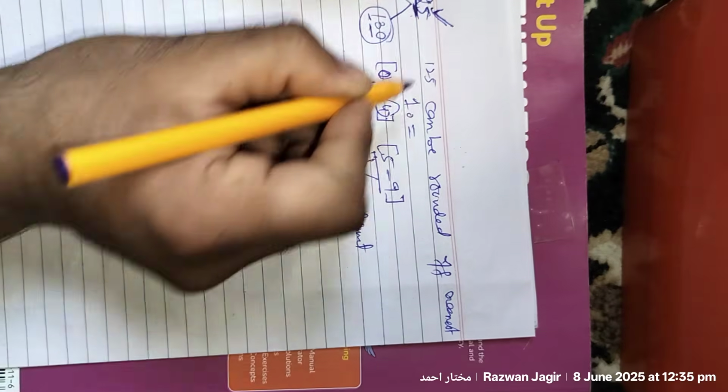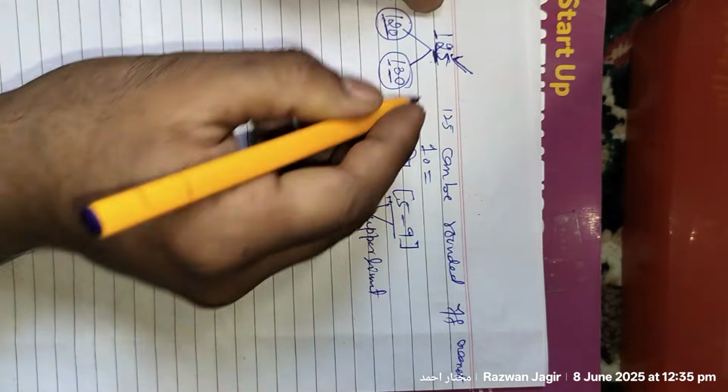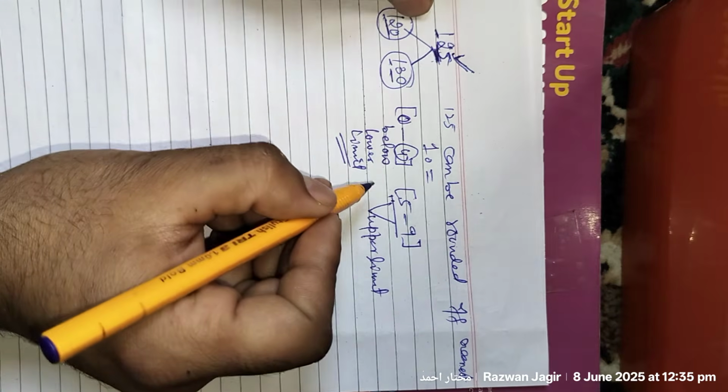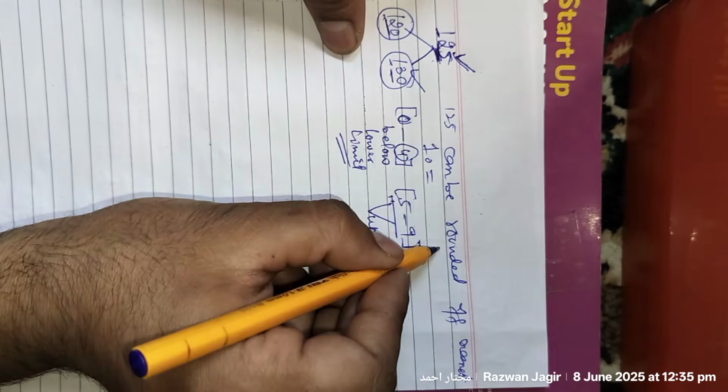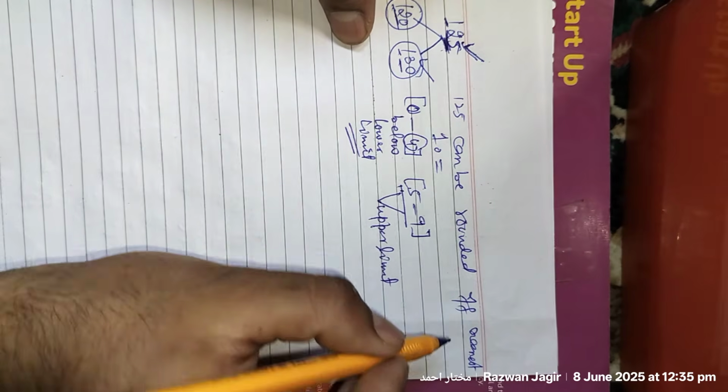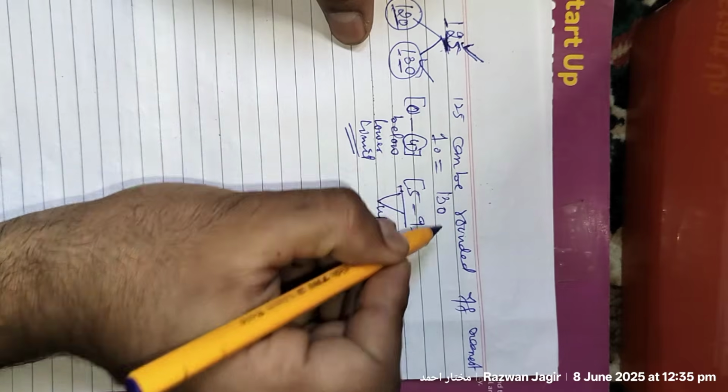So here we have 125. Here the ones place digit is 5. So we have to go for the upper limit. So we can say that 125 can be rounded off to the nearest 10. The result will be 130.